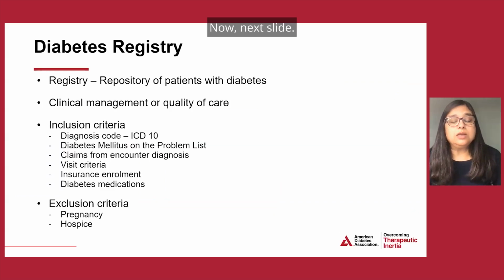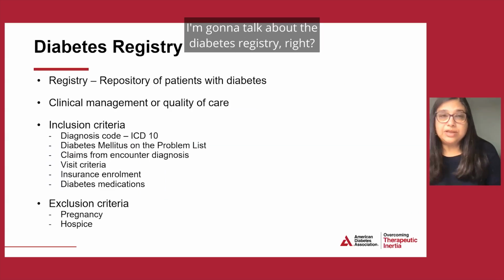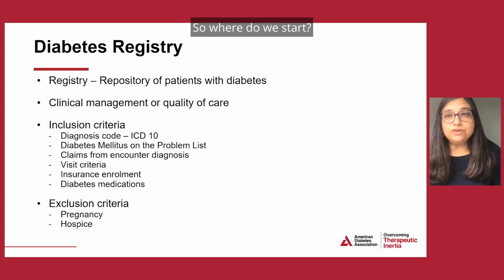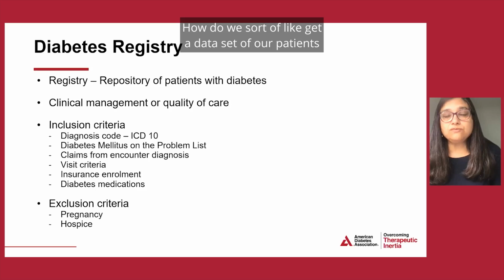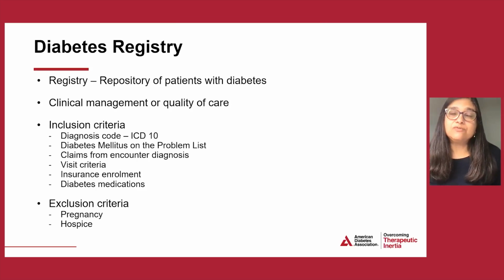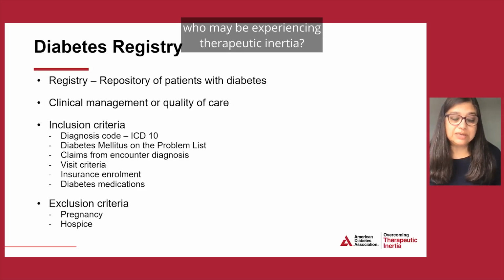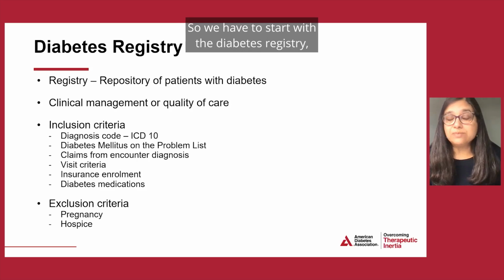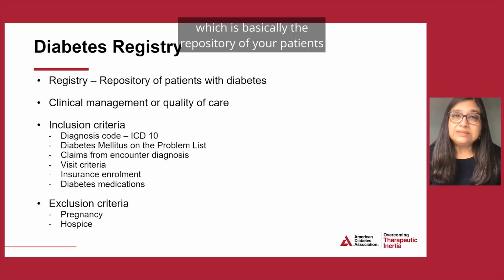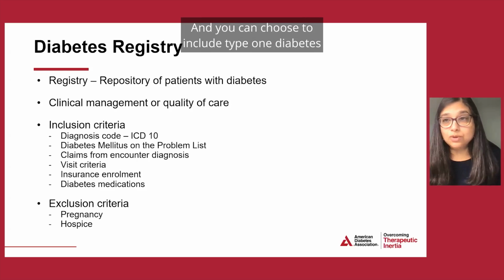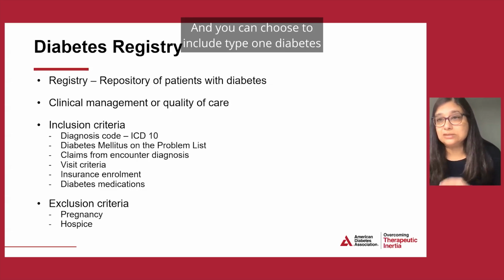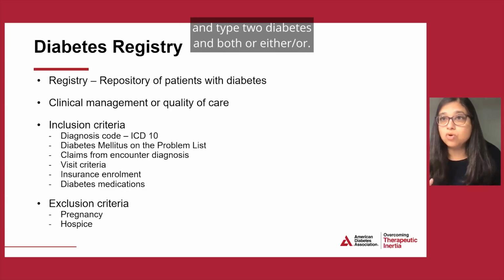Now, next slide, I'm going to talk about the diabetes registry. So where do we start? How do we get a data set of our patients who may be experiencing therapeutic inertia? We have to start with the diabetes registry, which is basically the repository of your patients who have diabetes. And you can choose to include type 1 diabetes and type 2 diabetes, both or either.